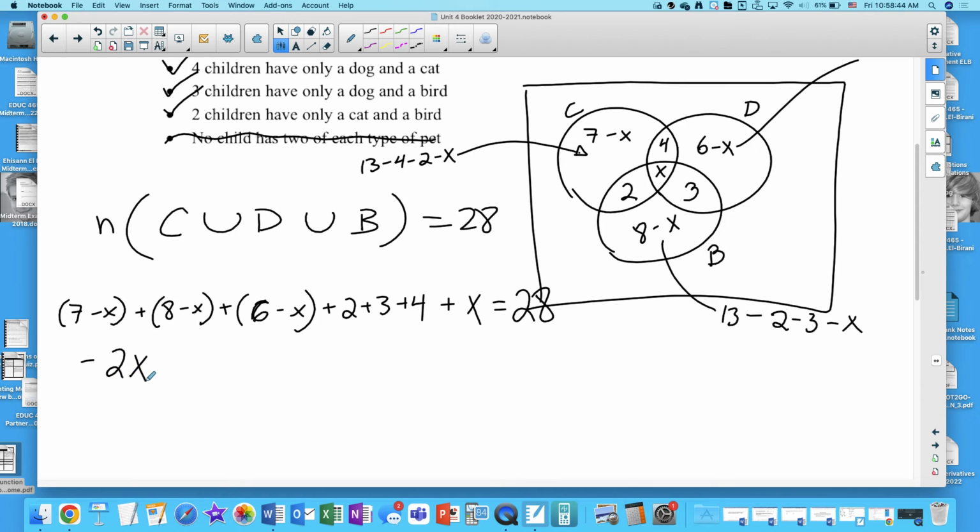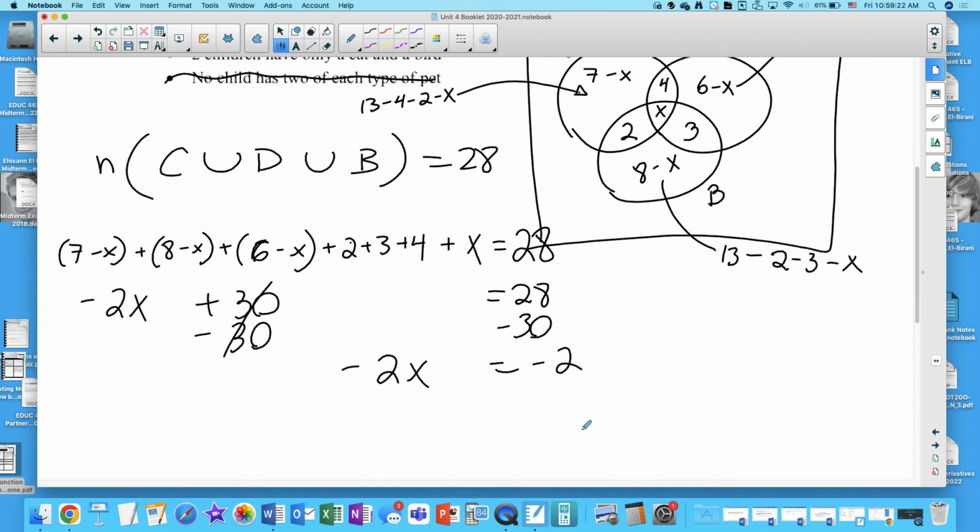And then 7 plus 8 is 15, plus 6 is 21, plus 2 is 23, plus 3 is 26, plus 4 is 30, equals 28. Okay? So if I subtract 30 from both sides, I will get minus 2x equals 28 minus 30 is minus 2. So what's x? X equals 1.